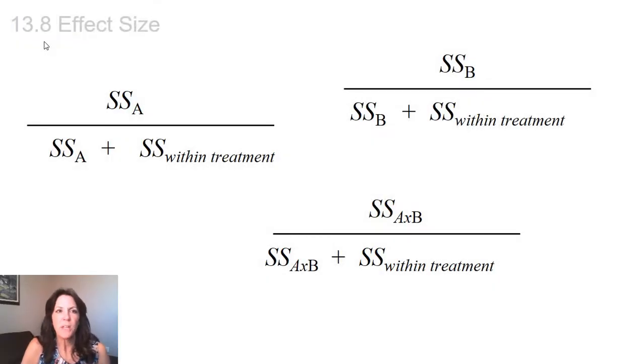So here are the formulas for effect size. Basically what we're doing is we're taking the sums of squares for the factor, for example, factor A, and dividing it by the sums of squares for factor A plus the sums of squares within treatment. So you can see that all of the different formulas follow the same sort of structure. The sums of squares for the particular factor divided by the sums of squares for that factor plus the within treatment.